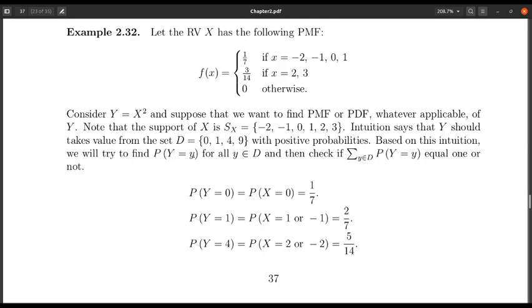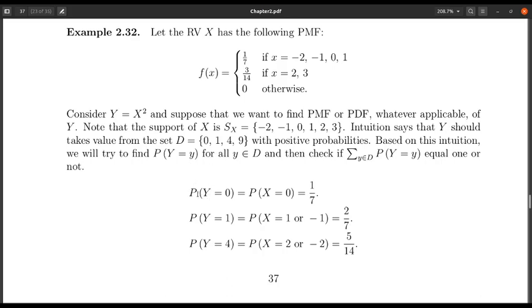We'll find the probability that y equals y for each value of y in the set D, and then check whether the sum of those probabilities is 1 or not. If it equals 1, we'll say y is discrete and we are done. If not, then obviously we have to do something else. Fortunately, we will be able to show that the sum is 1, so the random variable will be a discrete random variable.